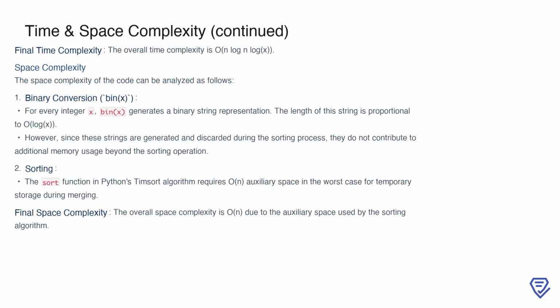Next, let's discuss the space complexity. The binary conversion step, bin(x), generates a binary string representation for each integer x. The length of this string is proportional to log x, but since these strings are temporary and discarded after use, they do not contribute to persistent memory usage. The primary space usage comes from Python's timsort algorithm, which requires n auxiliary space in the worst case for temporary storage during merging. This auxiliary space dominates the overall space complexity. Therefore, the final space complexity of the solution is n, which is efficient given the constraints of the problem.